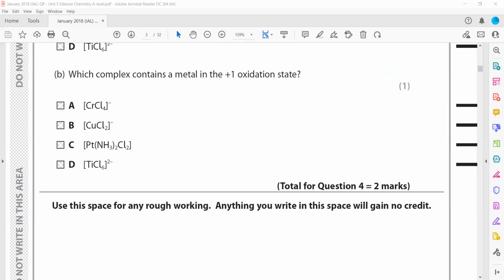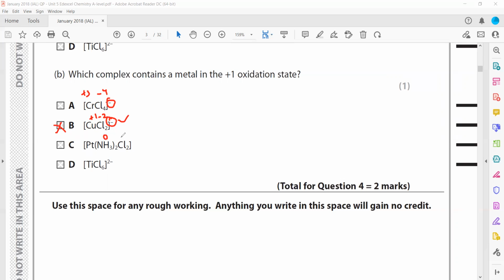Yes, that's right. B is the correct answer, because when you check, overall is -1. So 1 chlorine is -1, 4 will be -4. So chromium should be +3. Here 1 chlorine is -1, so 2 is -2. So copper should be +1, because the overall is -1. The sum of the oxidation numbers of metal and non-metal should be -1. So copper should be +1. So B is the right answer.